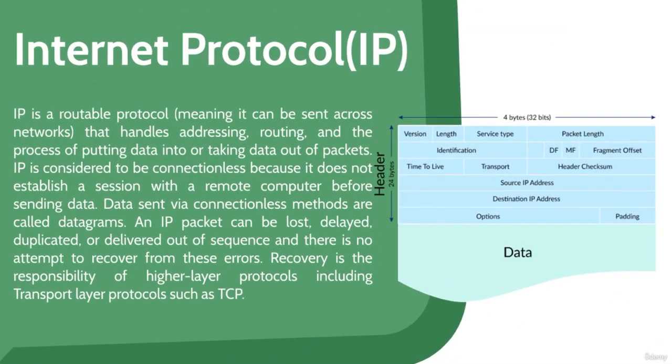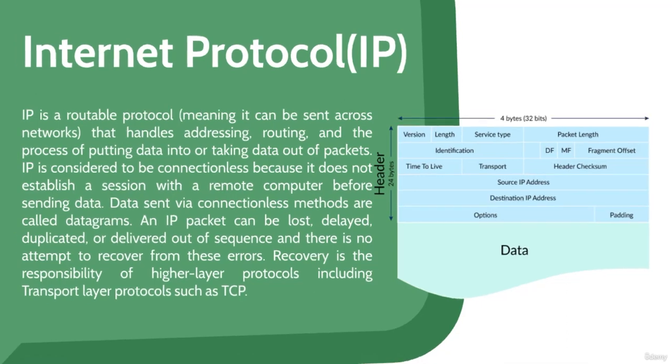IP is a routable protocol, meaning it can be sent across networks, that handles addressing, routing, and the process of putting data into or taking data out of packets. IP is considered to be connectionless because it does not establish a session with a remote computer before sending data. Data sent via connectionless methods are called datagrams. An IP packet can be lost, delayed, duplicated, or delivered out of sequence, and there is no attempt to recover from these errors. Recovery is the responsibility of higher layer protocols, including transport layer protocols such as TCP.